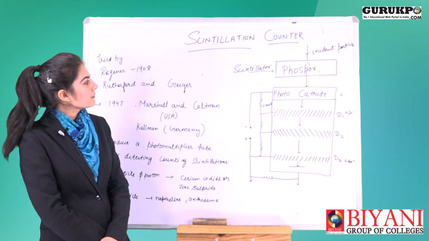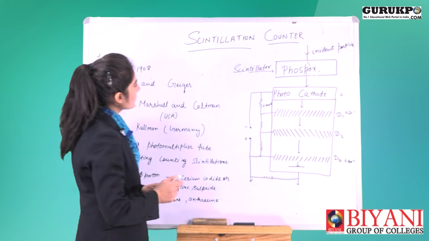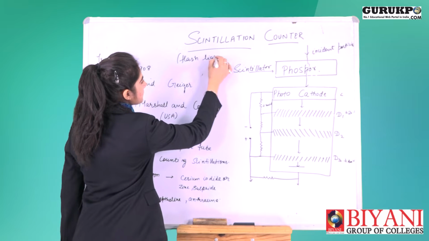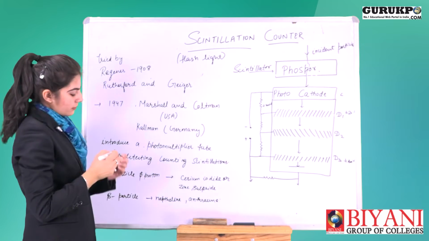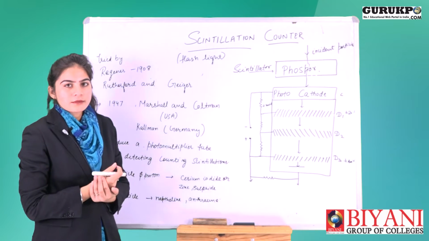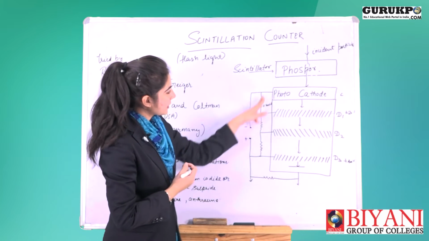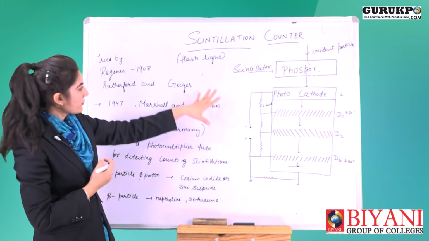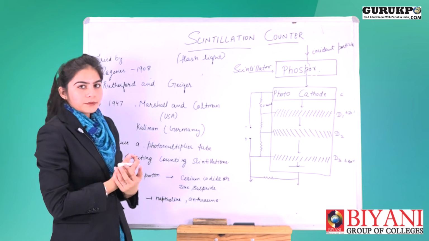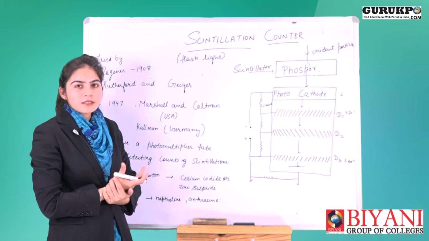Today, the topic we are going to study is scintillation counter. So, we should know what is scintillation. Scintillation is also called a flashlight. Mainly, the scintillation counter is used to detect nuclear particles through a photomultiplier tube. Before going to that, first we will study scintillation, which, as I already told, is a flashlight.